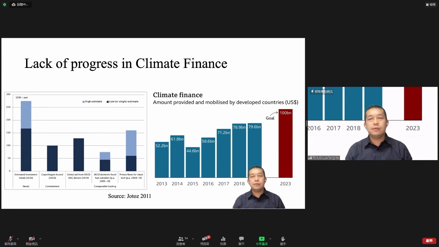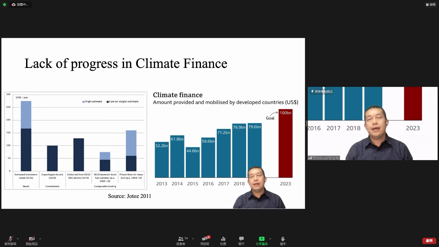The left figure shows the needs of developing countries on mitigation. Generally, the most conservative estimation is more than $250 billion every year, and some countries argue it should be more than $1 trillion every year. The right figure shows the climate finance today, and you can see that the goal was set in 2009 on a provision of about $100 billion to developing countries. But at this moment, there is only less than $80 billion.